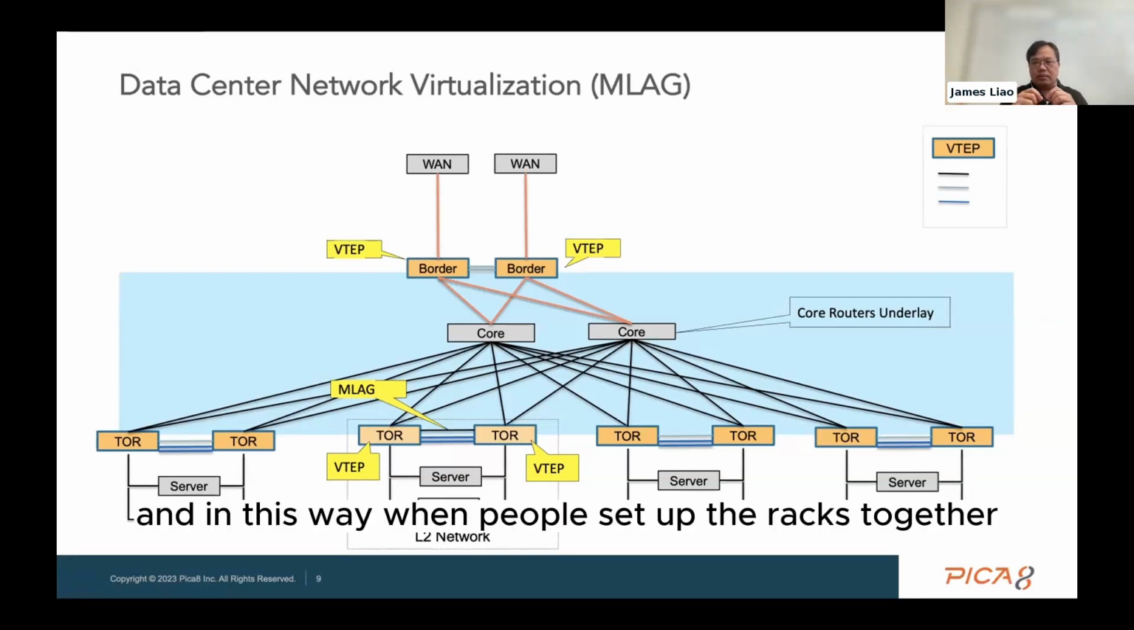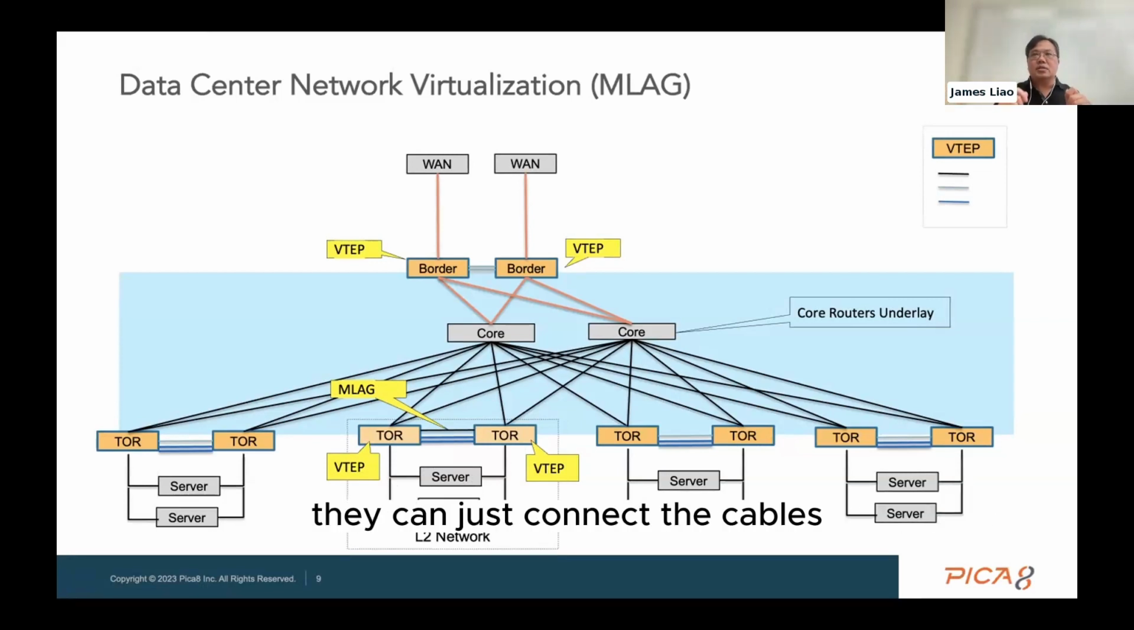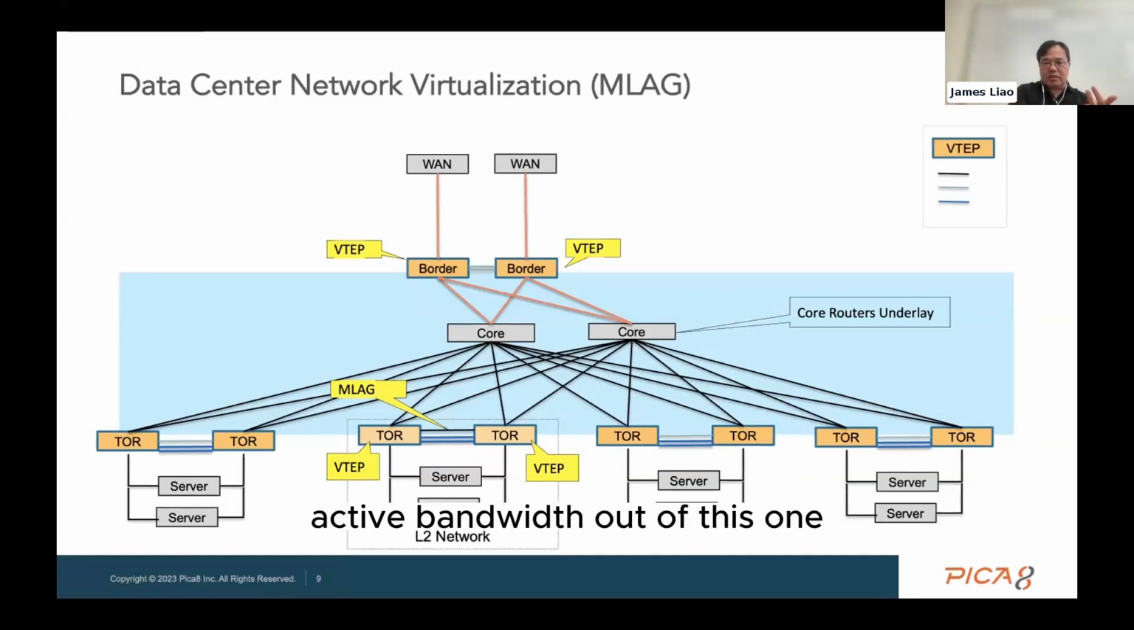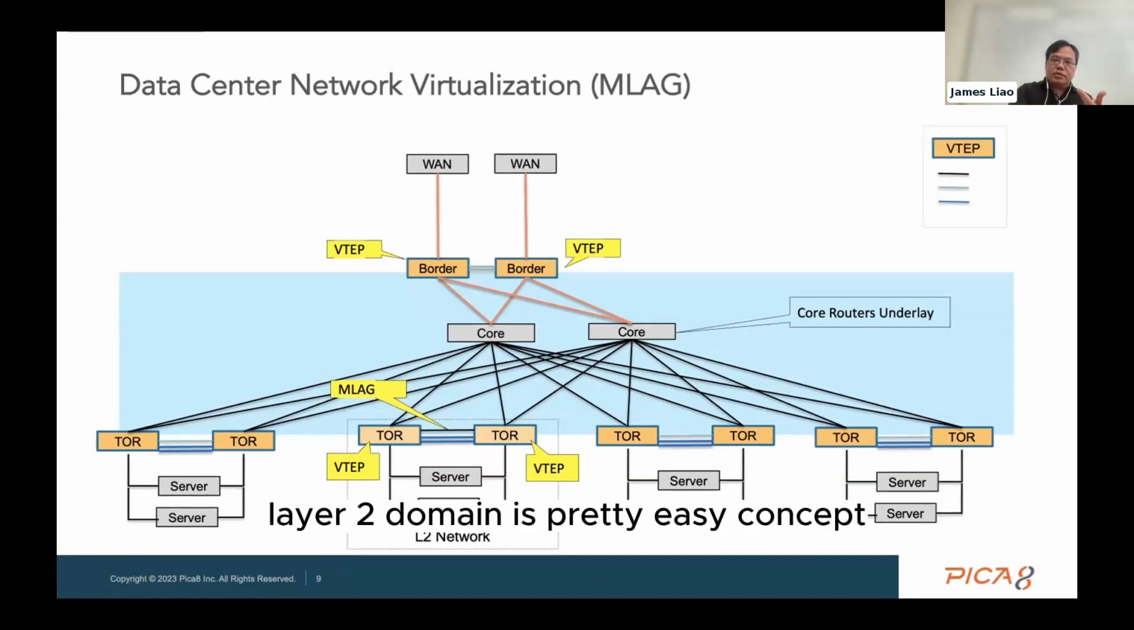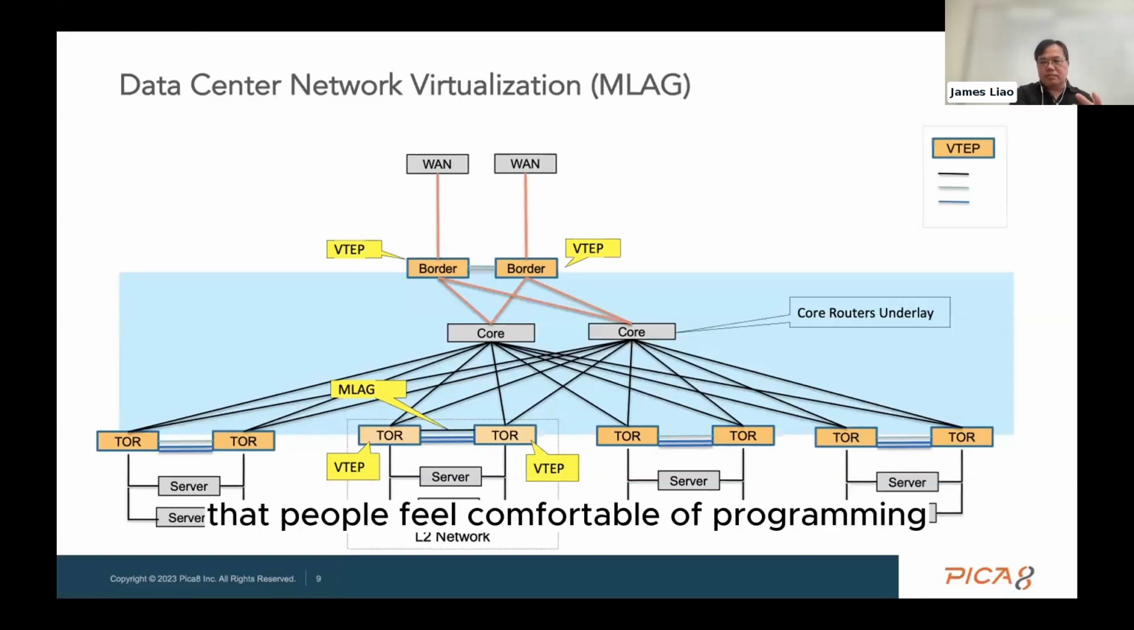And in this way, when people set up the rack together, they can just connect the cables in pairs, and then you get the active bandwidth out of this one. Layer 2 domain is a pretty easy concept that people feel comfortable programming.